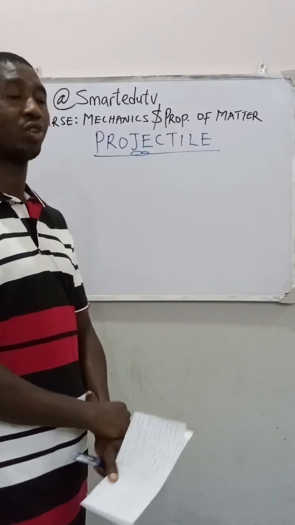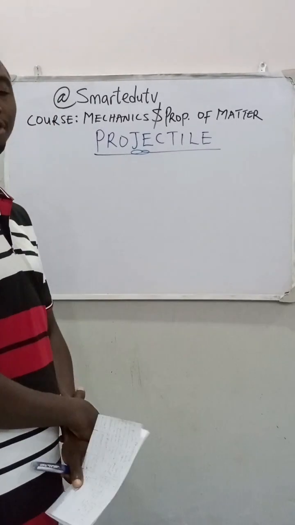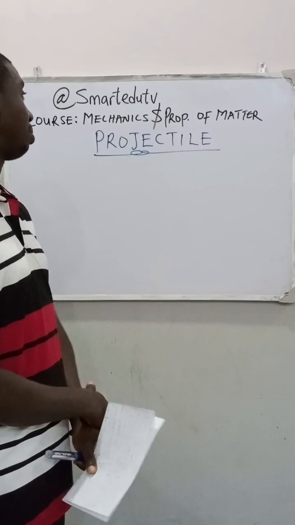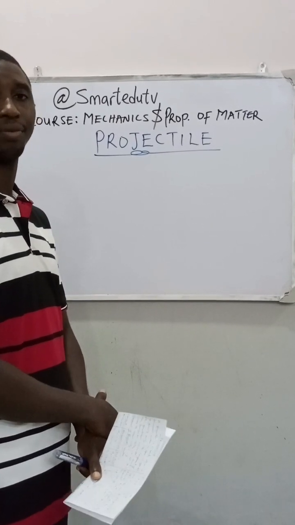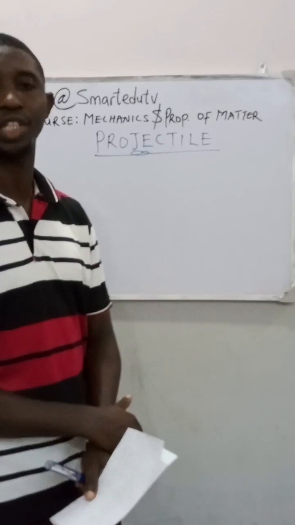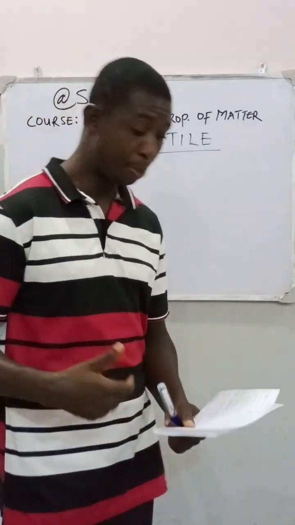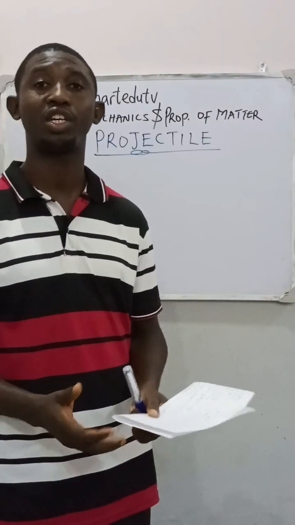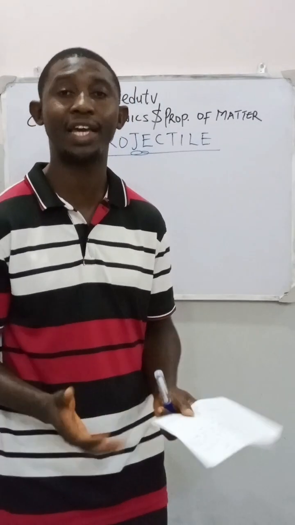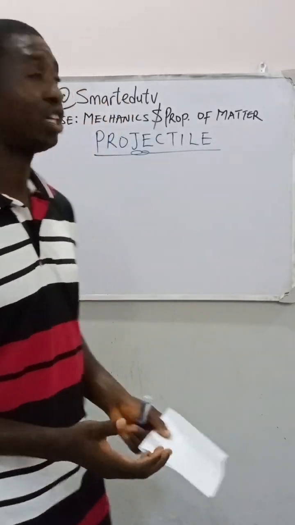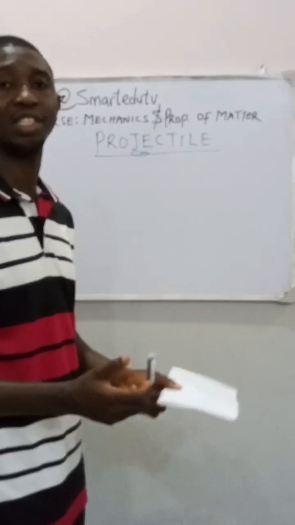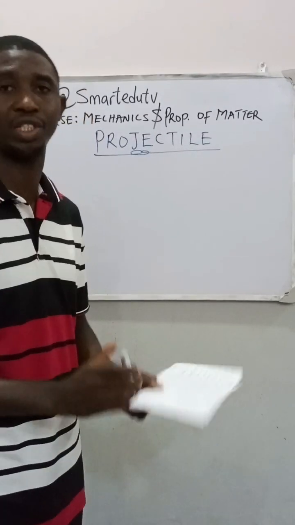Today we shall be looking at mechanics and properties of matter, and the topic we shall be discussing is projectile. What is a projectile? A projectile is a body whose two-dimensional motion in space is affected by gravity. A body whose two-dimensional motion in space is affected by gravity is known as a projectile.